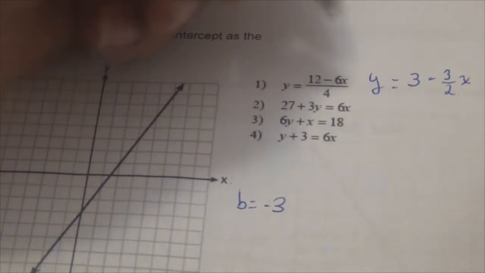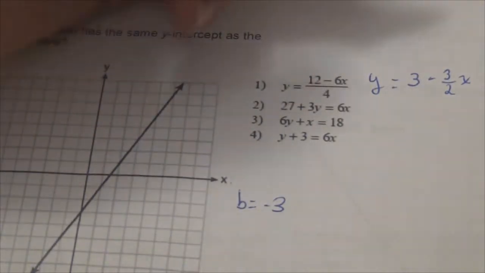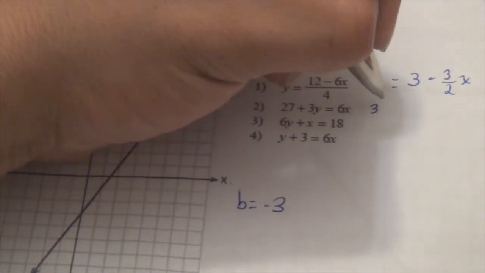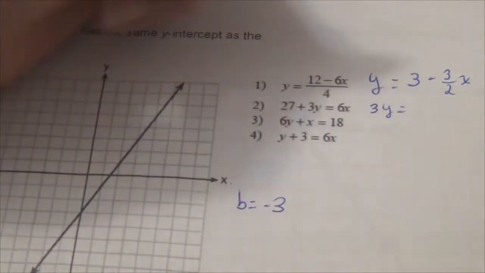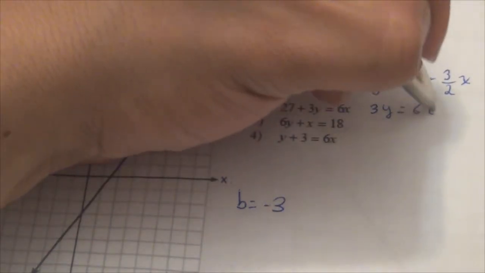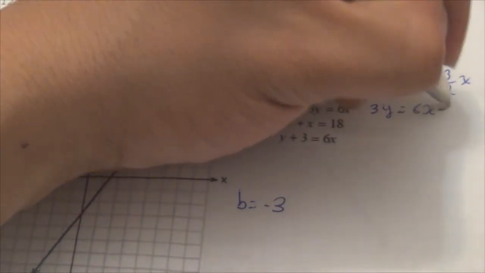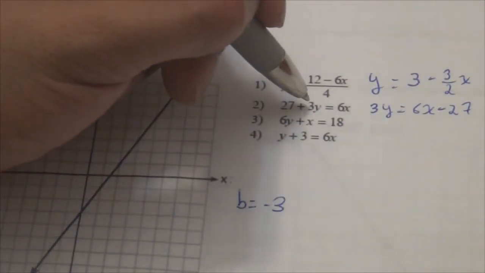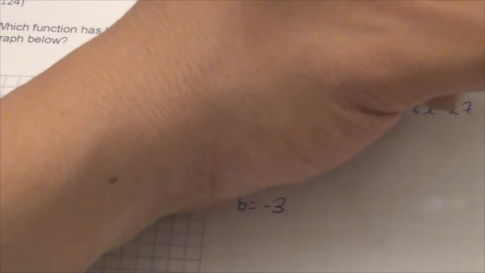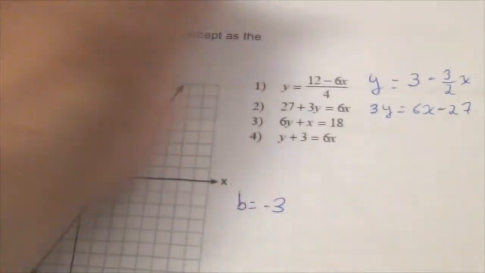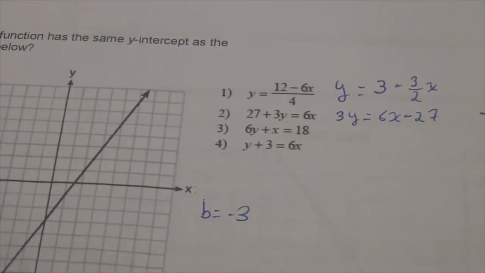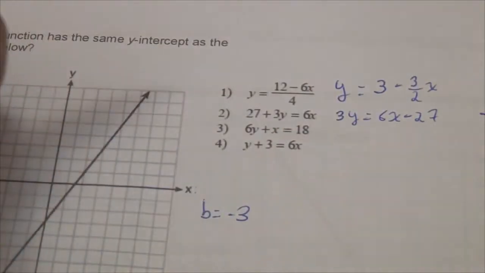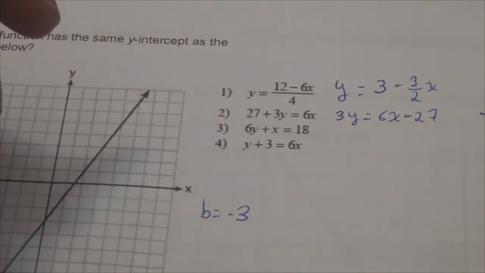If I solve for y, I have to get rid of the loose number. So I get 3y equaling 6x minus 27. Then I have to divide by 3. If I divide 27 by 3, I get negative 9. Because this is going to be the y-intercept. So I get negative 9, so it's not going to work.